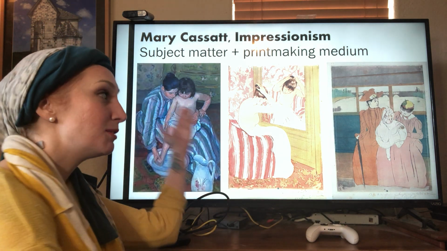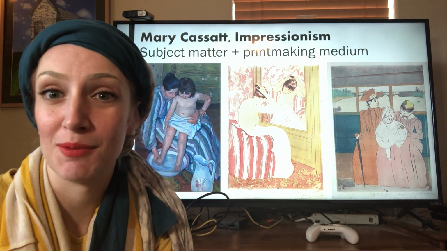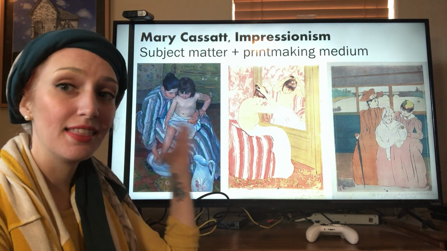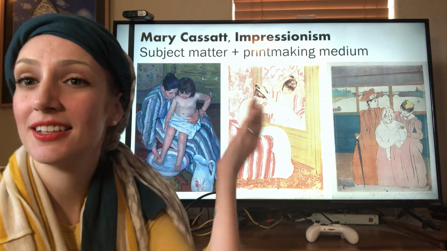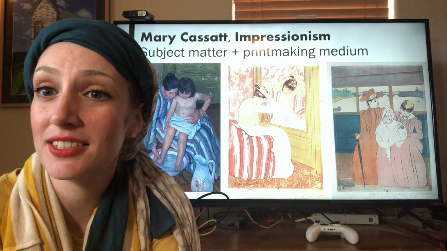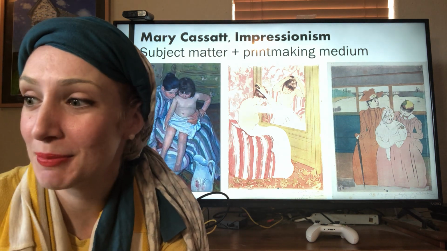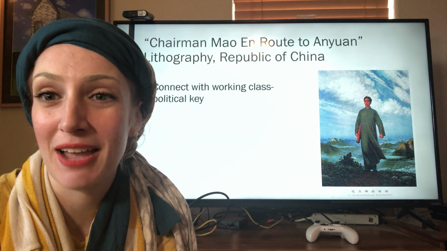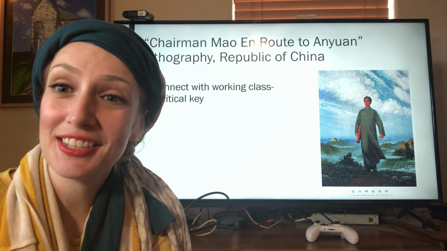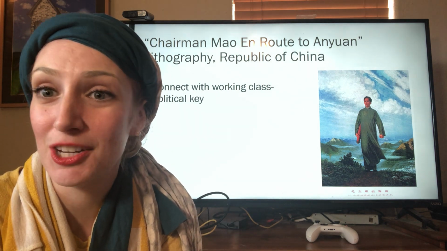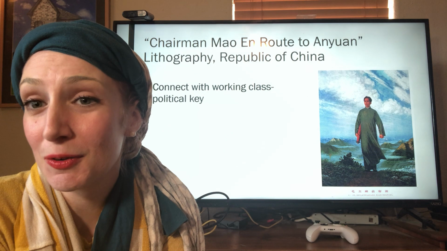So both her subject matter, these vernacular images, moms, babies, leisure time, getting ready, that would be relating to the common people. Her choice of material, her printmaking medium, makes it further accessible to the ordinary person. Now, we've talked about printmaking before with Chairman Mao and Route to Anyuan. So while this is mass-produced, we do want to put it in front of everyone, the ordinary person, but particularly the working class.